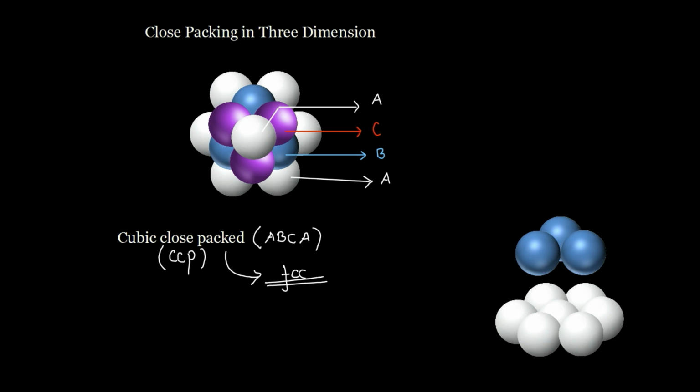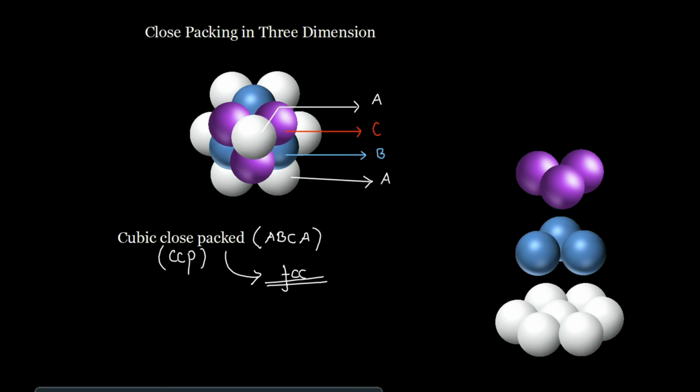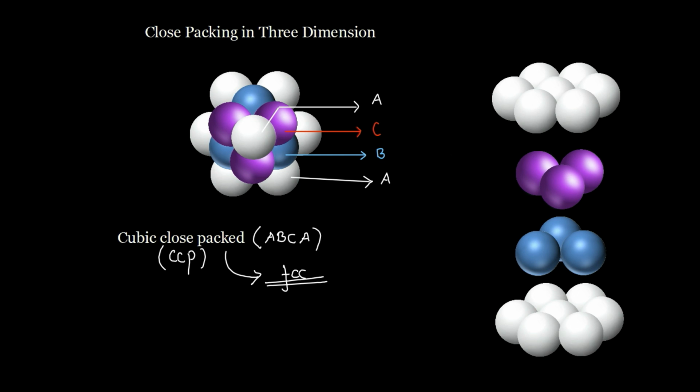So you can see here clearly 4 layers of atoms present in CCP. It is very clear that the fourth layer is exactly similar to the first layer. So you have ABC type of arrangement. Thank you.